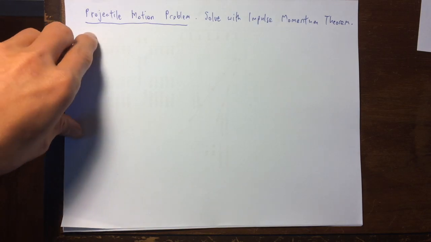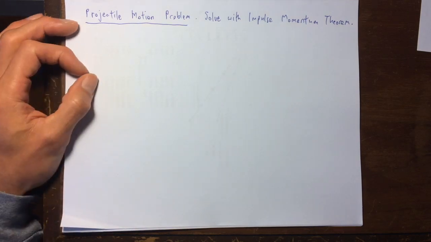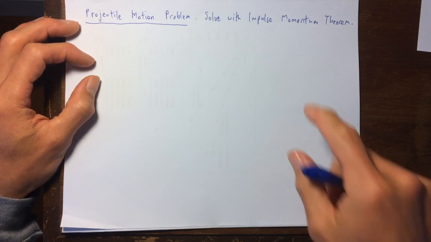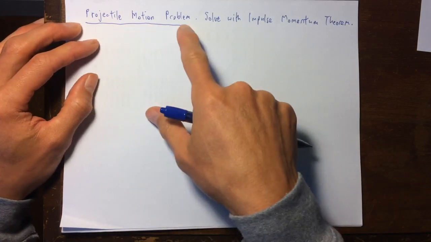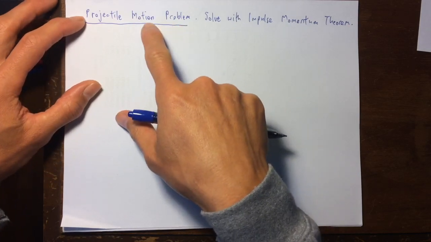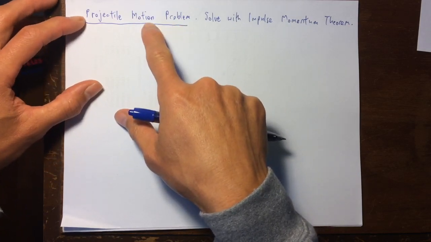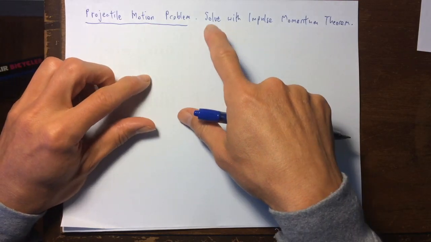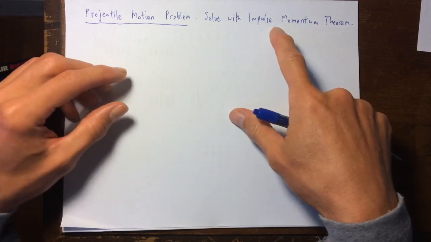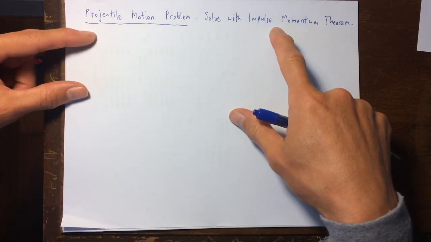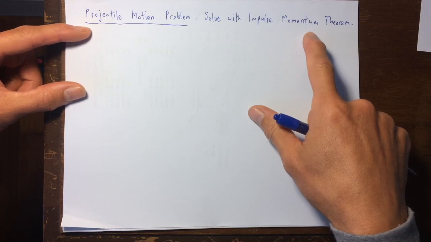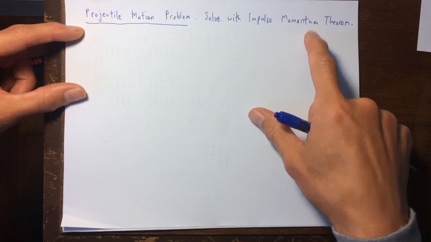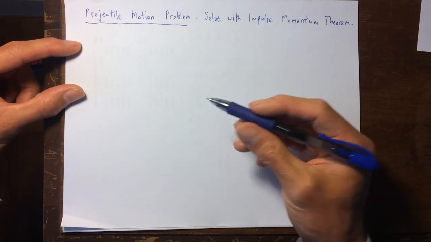In this video, I'm going to describe a problem to you that has got to do with projectile motion. It'll be quite simple, and we're going to solve the sort of problems in this situation using the impulse momentum theorem. There are going to be two questions associated with it.